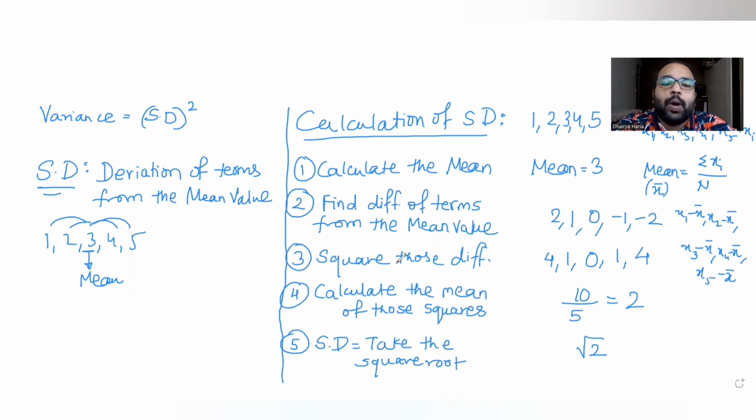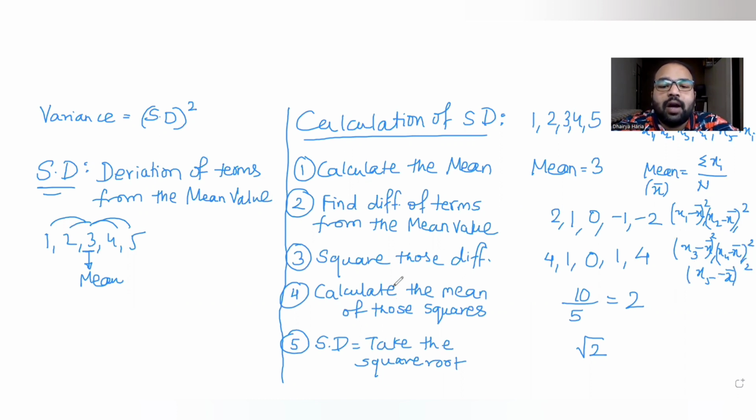Further, it says square them. See, how you calculate the difference does not matter. You can calculate it from the mean, or from the term to the mean, because squaring them already makes it positive. So the order of the difference does not matter. Now if I square the differences, I'm squaring each one of the values which I have got, and I get the square of these terms.